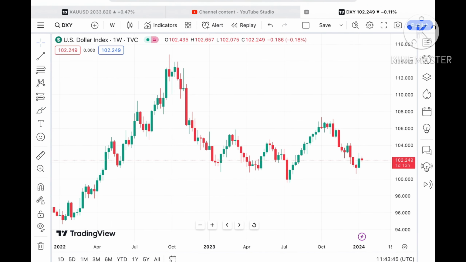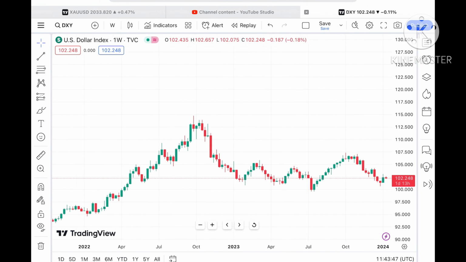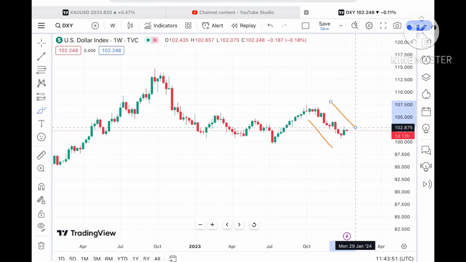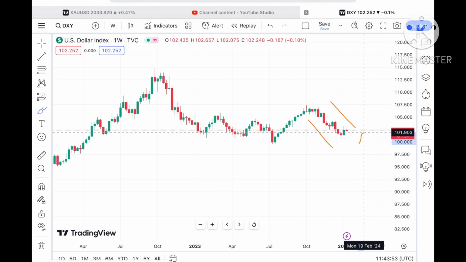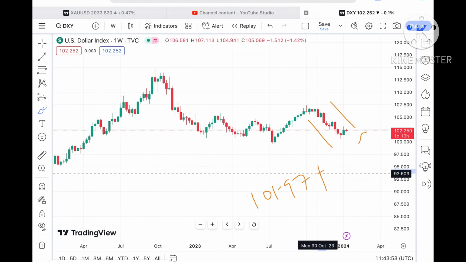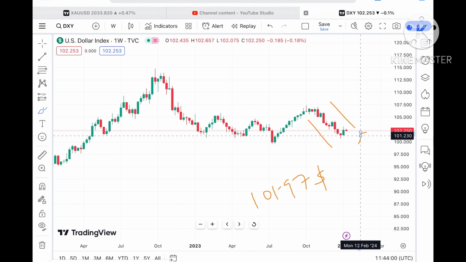Now let's understand how the dollar index is moving. See, the dollar index is trying to go down and down. Looking at this particular chart you can see that level. Chances will be very high that if the price starts falling again below a level of $101.97, a further downfall we can see.